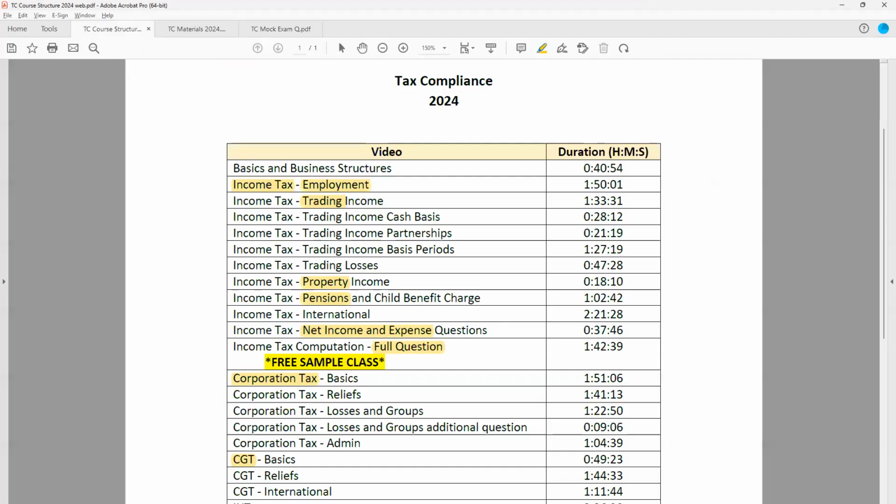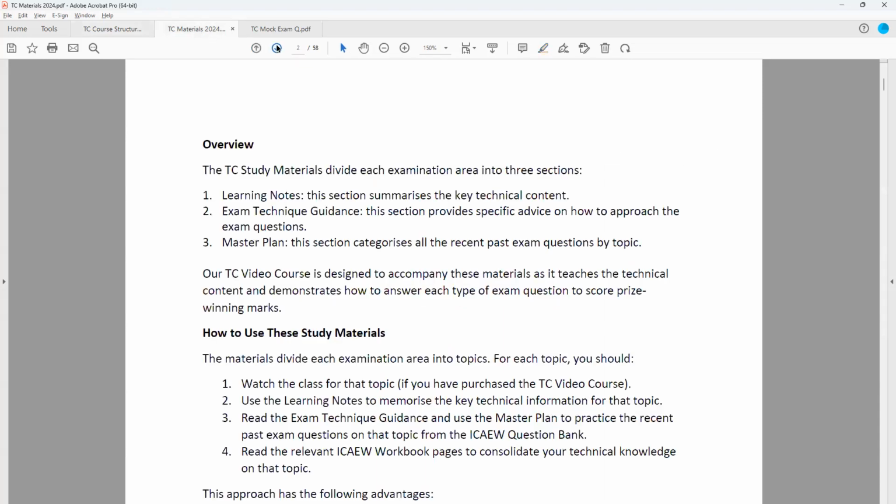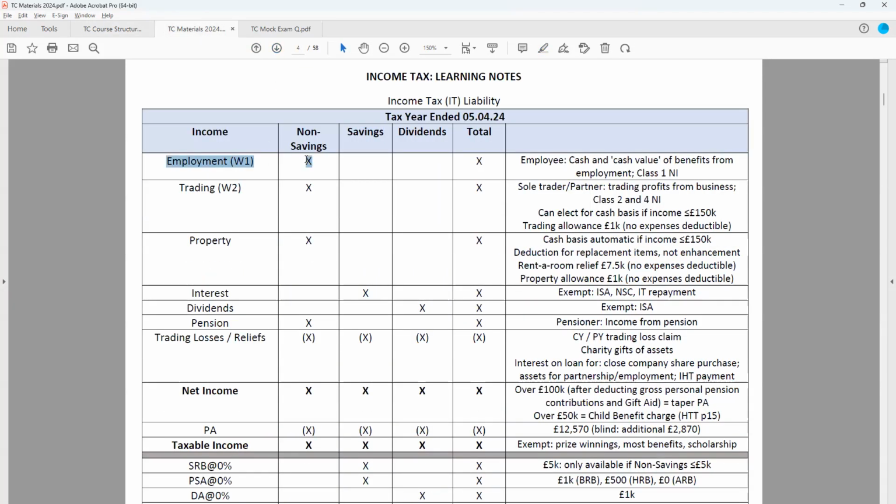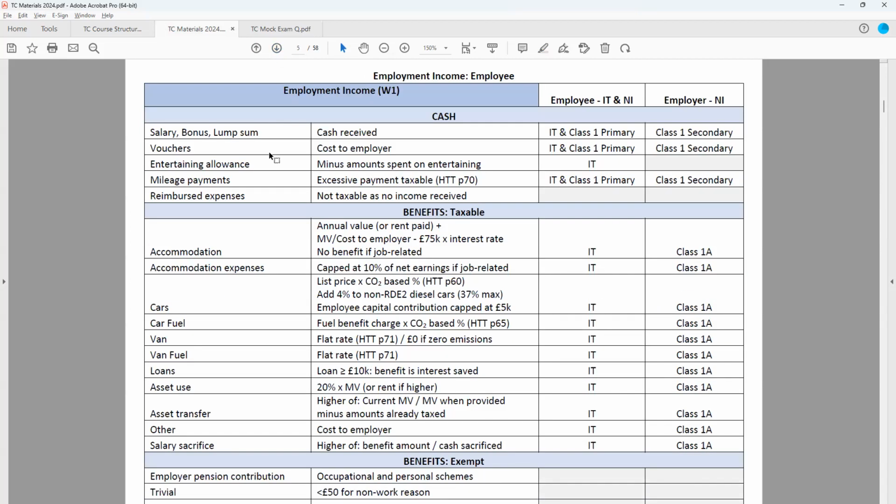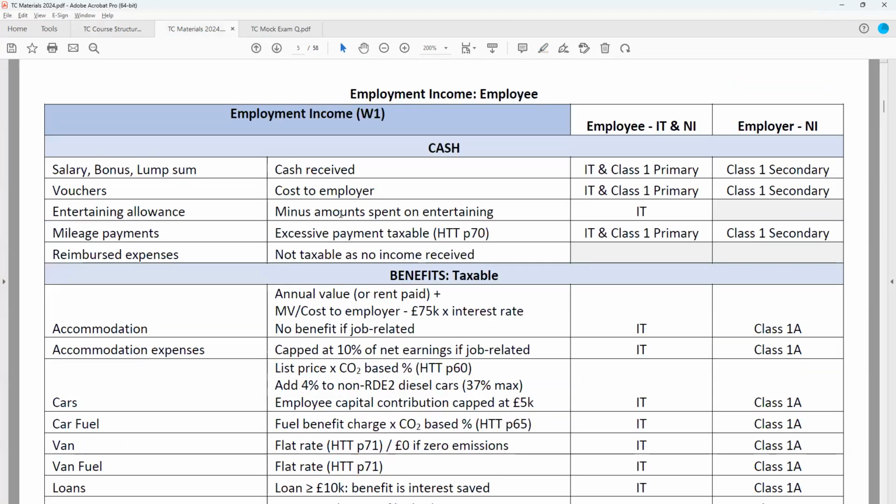So for example, if we start with the first topic, like employment income, you should firstly understand what employment income is and how it's taxed. And then you're going to need to make sure that you've understood how different types of employee remuneration are taxed. For example, how cash amounts are taxed and how that compares with benefits. Cash is generally subject to income tax and national insurance on the employee, and the employer will pay Class 1 secondary national insurance.